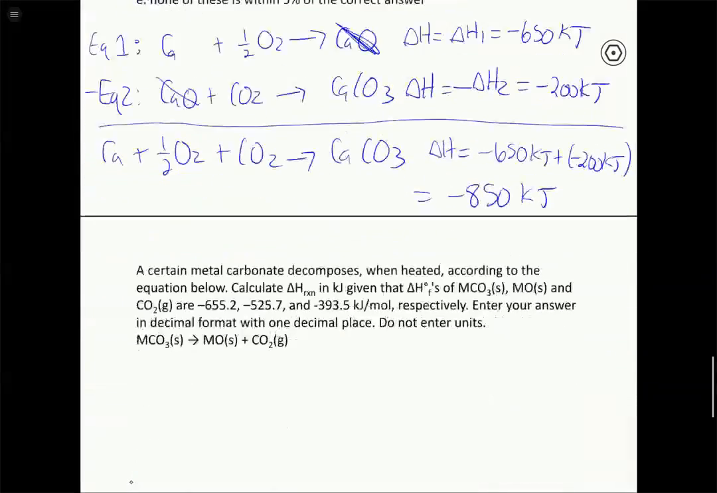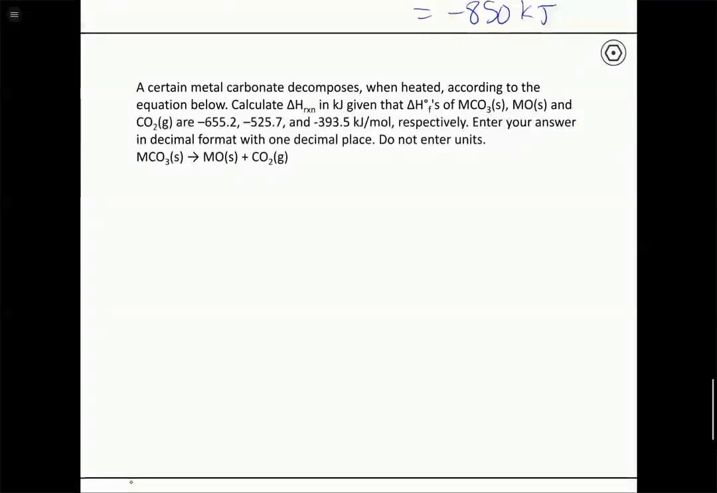And then the next one here, which is a similar type of reaction, decomposing a metal carbonate into a metal oxide and carbon dioxide. Here we're using delta H of formation, which is just a special application of Hess's law. So we're considering the decomposition of this metal carbonate. We're given delta H's for the three species. We have these three numbers here, delta H of formation for the carbonate, the oxide, and CO2 respectively. And then we want to know what's the delta H for this reaction.